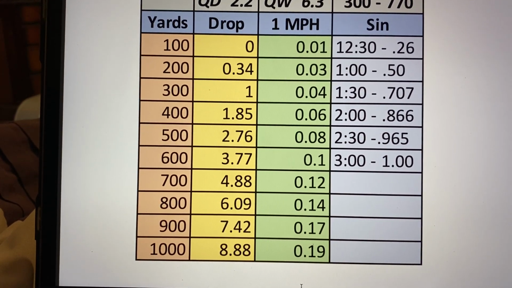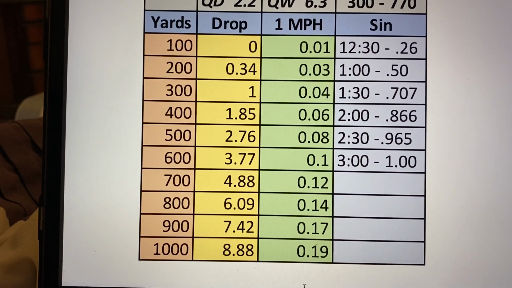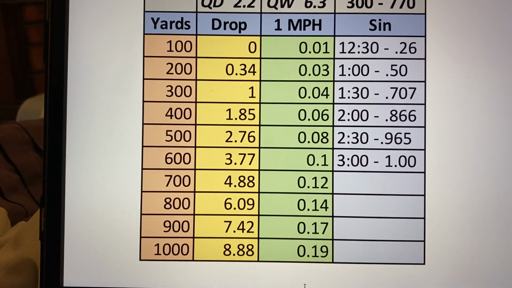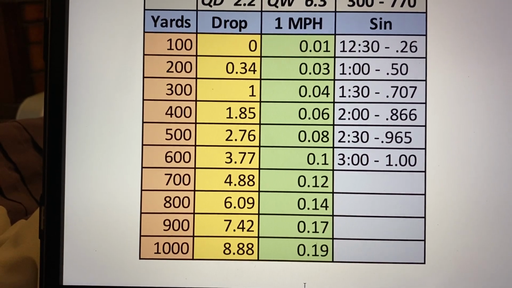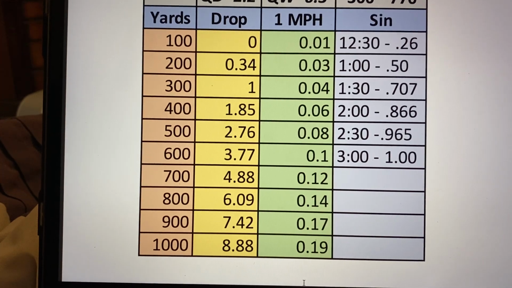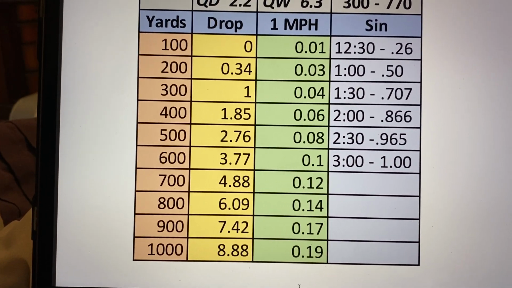I would use 0.75, but because it's not a perfect even number, at 1:30 I would dial 0.7, and at 2 o'clock, I would dial 0.86. But let's say those are 0.75. You have a 0.75 mil hold for your wind.